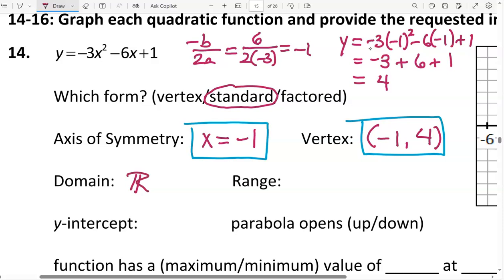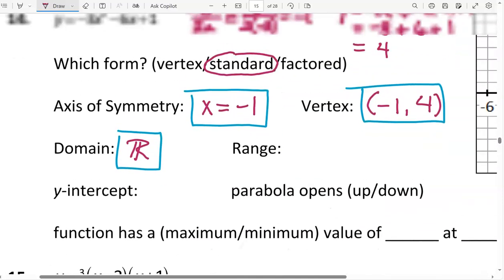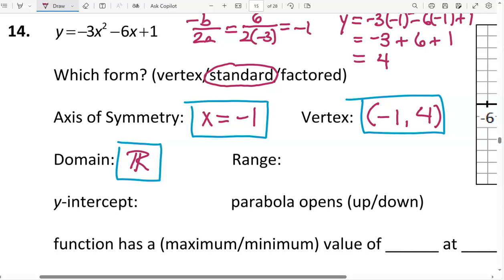The range, however, may be determined by the graph. Let's go ahead and we'll figure out what's going on with the graph in a moment, so we'll come back to the range. The y-intercept is found by letting x equal 0, but also the y-intercept when we're in standard form is always just the value of c, so the y-intercept is 0, 1.